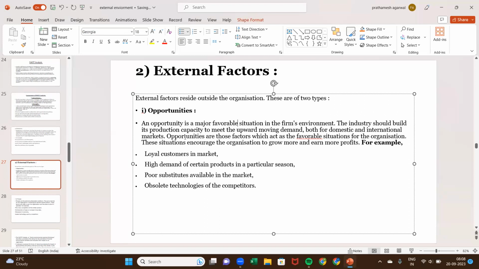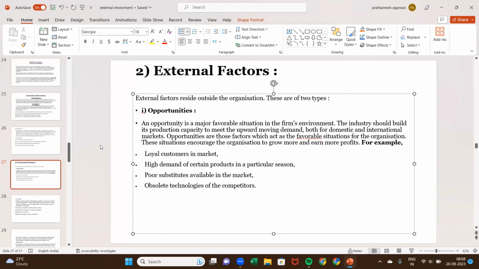The industry should build its production capacity to meet the upward moving demand, right? So opportunities are taking care of the upward moving demand both for domestic and international markets. Opportunities are those factors which act as favorable situations. What are the favorable situations? Because opportunities will always teach you to utilize your maximum potential. Now, when I say your maximum potential, it means the organizational maximum potential in order to meet the demand.